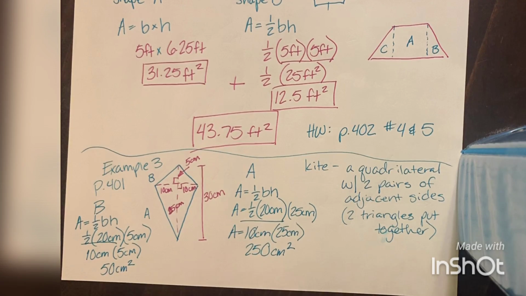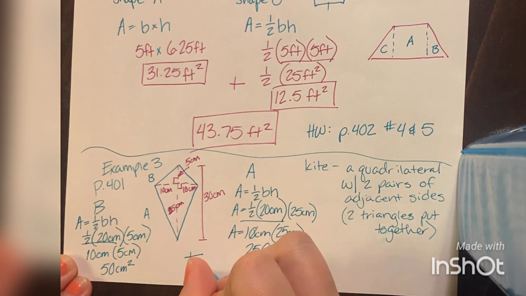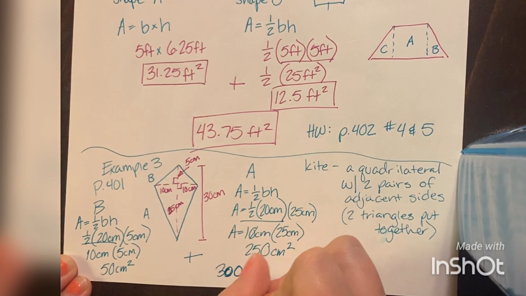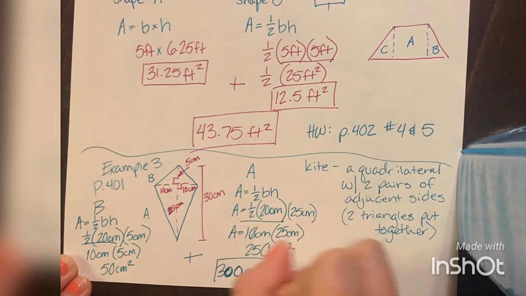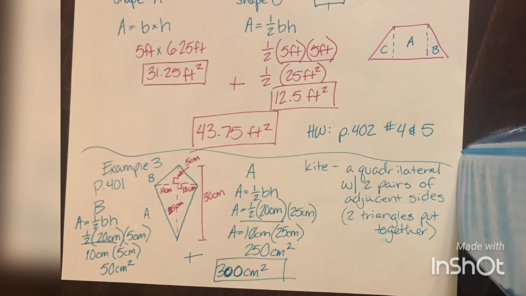So just like with our quadrilateral, or I don't know why I keep calling it that. They're both quadrilaterals. Our trapezoid, we're going to add the two areas together. So just like over here, I'm going to add the two. So I'm going to take 50 and 250, and I should get a total of 300. I almost said 350. 300 centimeters squared. That is the total area for that kite.